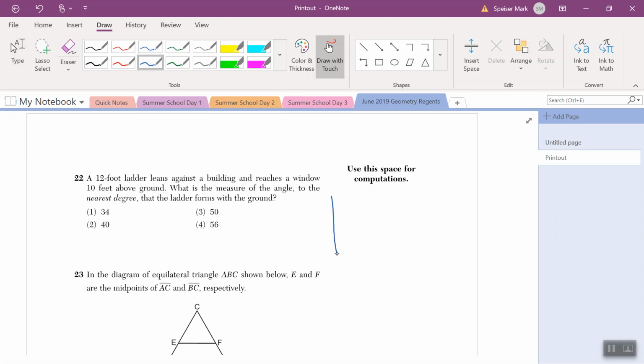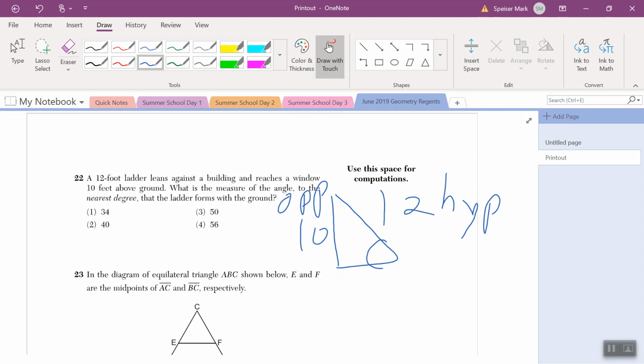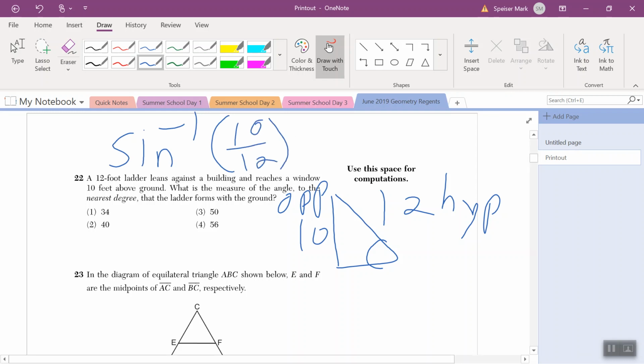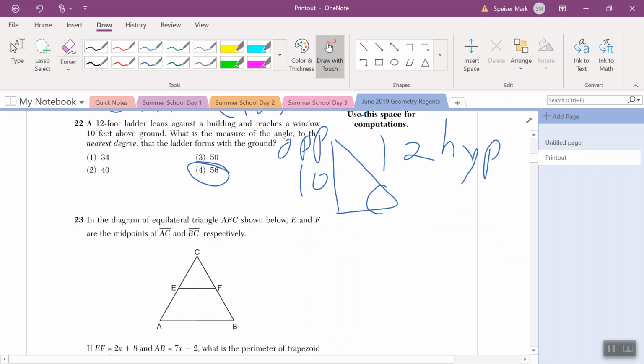This is a simple trigonometry question where we want to find this angle right here. The hypotenuse is 12, that's the length of the ladder. The height is 10. So we know the opposite side, and we know the hypotenuse. So we use sine. You're looking for the angle, so use inverse sine, or arcsine, of 10 over 12, which is approximately 56 degrees. Sorry for that. Couldn't even read my own handwriting.